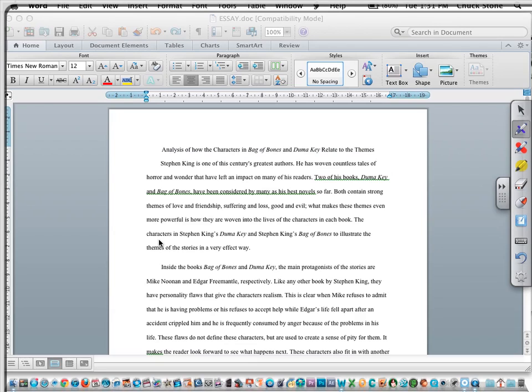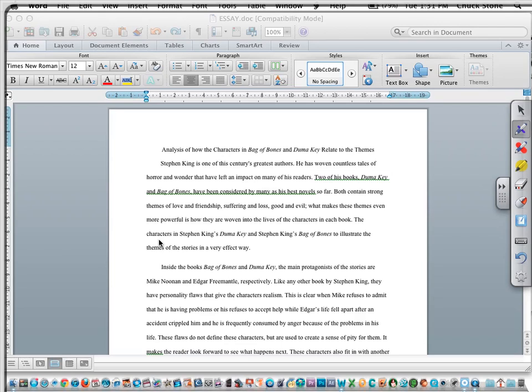Okay, so he's tried to bring the reader into what it is that he's saying. But again, I'll leave it up to you as to whether he's succeeded. Two of his books, Dolores Claiborne and Bag of Bones, have been considered by many as his best novels so far. Both contain strong themes of love and friendship, suffering and loss, good and evil. What makes these themes even more powerful is how they're woven into the lives of the characters in each book.